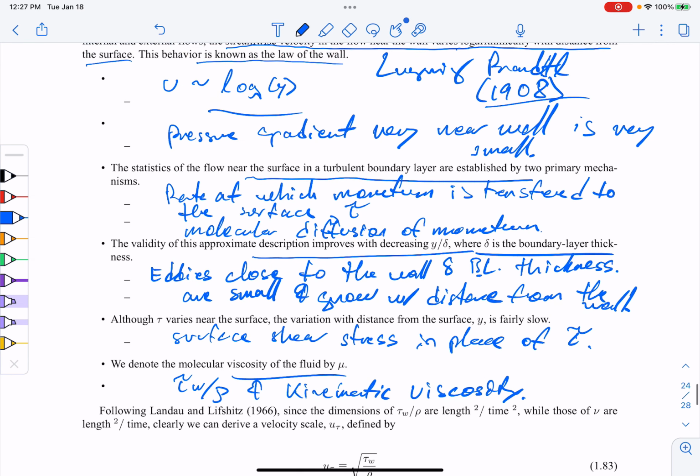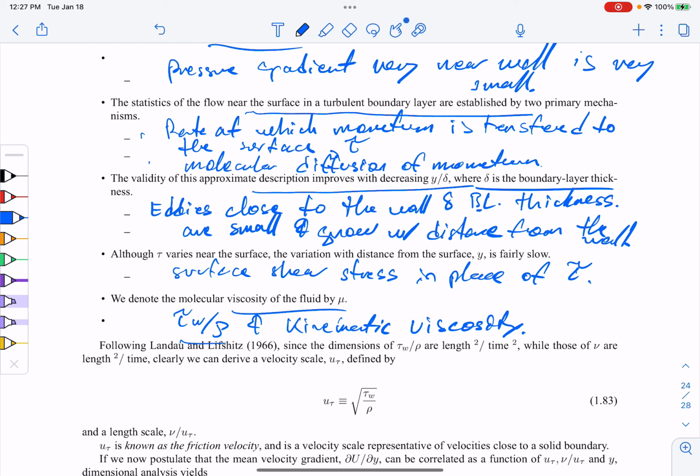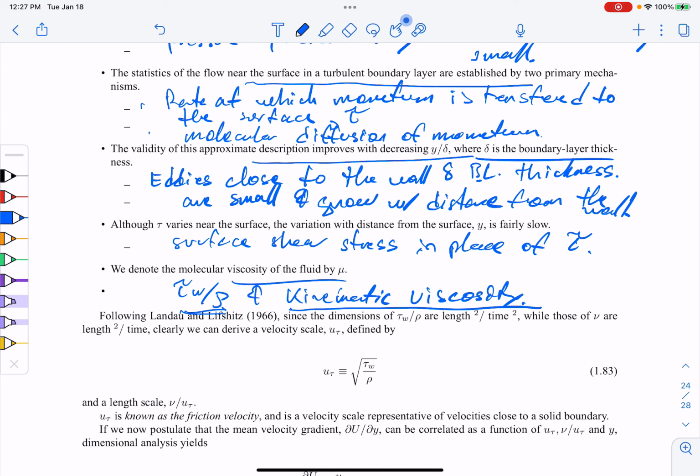So Prandtl says, okay, we got tau, molecular diffusion, and in place of these two experimentally observed parameters that matter in different turbulent boundary layers, we're going to try and scale and look at our flows as a shear stress at the wall, right? So that's the force tangential to the wall divided by the density at the wall, if it's compressible, of the fluid, and the kinematic viscosity.